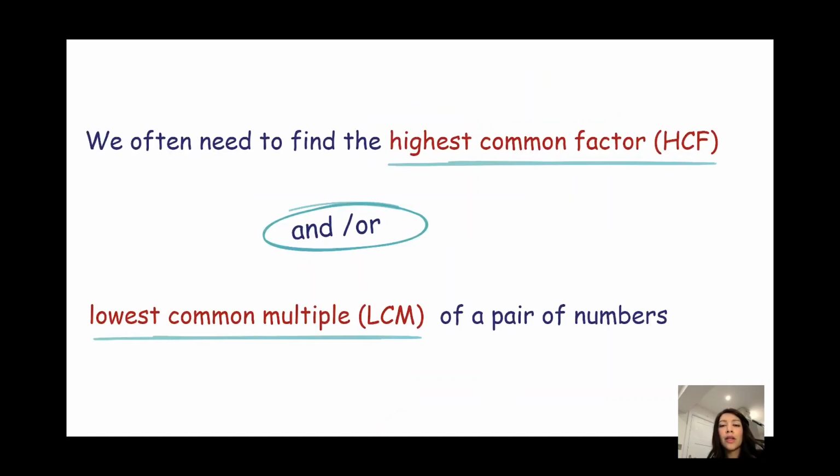We often need to find the highest common factor, the HCF, and/or the lowest common multiple of a pair of numbers. Let's remind ourselves quickly what factors and multiples are. A factor is a number which divides exactly into another number without leaving any remainders. And a multiple is a number which is in its times table. Let's have a look at an example.